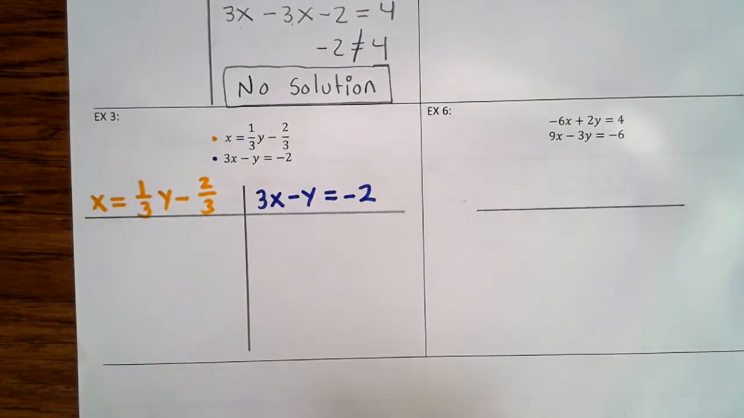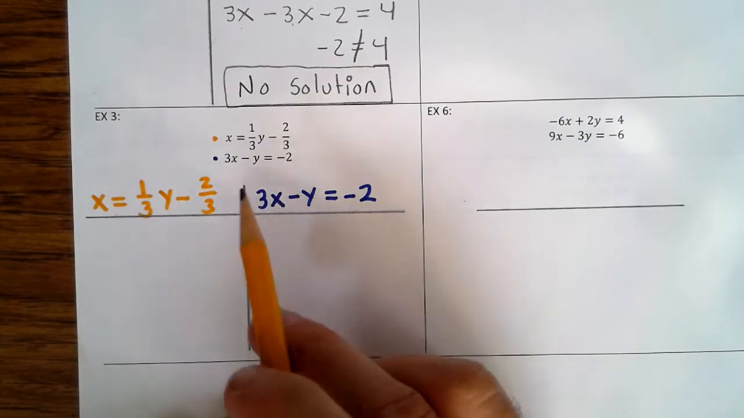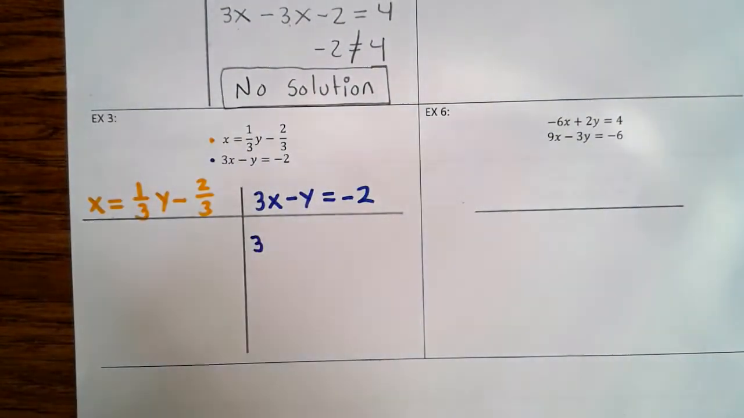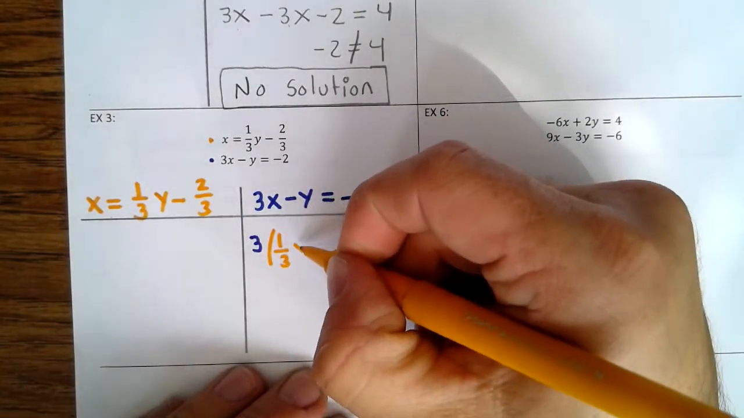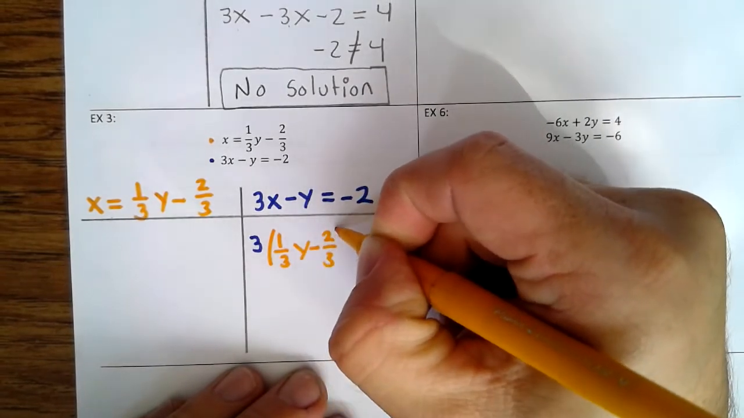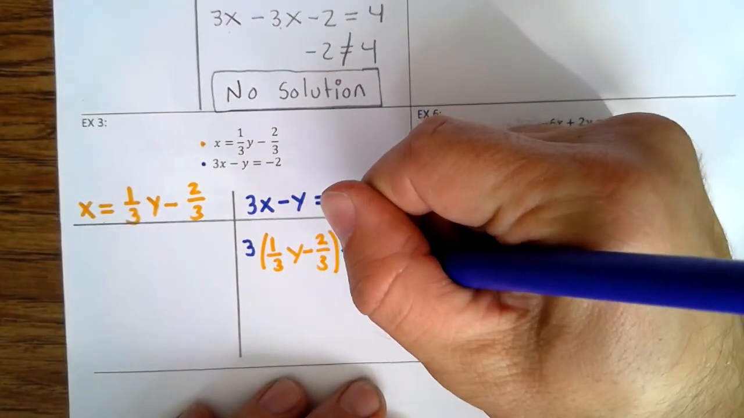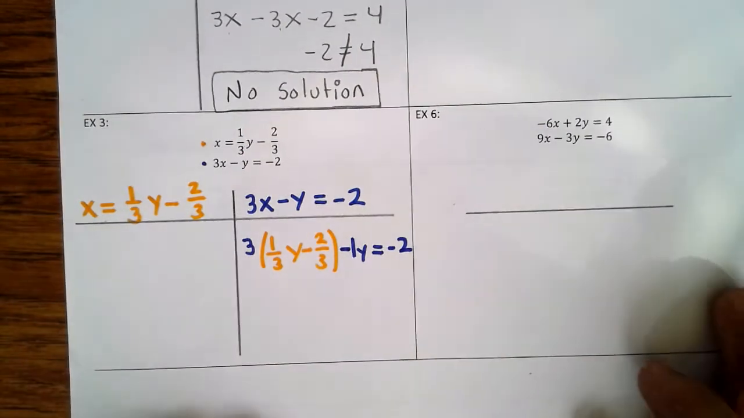So step 1, solve one of the equations for a variable. It's already solved for us. So now we're going to substitute this equation in for x. So that's 3 times 1/3 y minus 2/3. Right, so I'm going to put a 1 here. 1y equals negative 2. So now we solve the second equation.